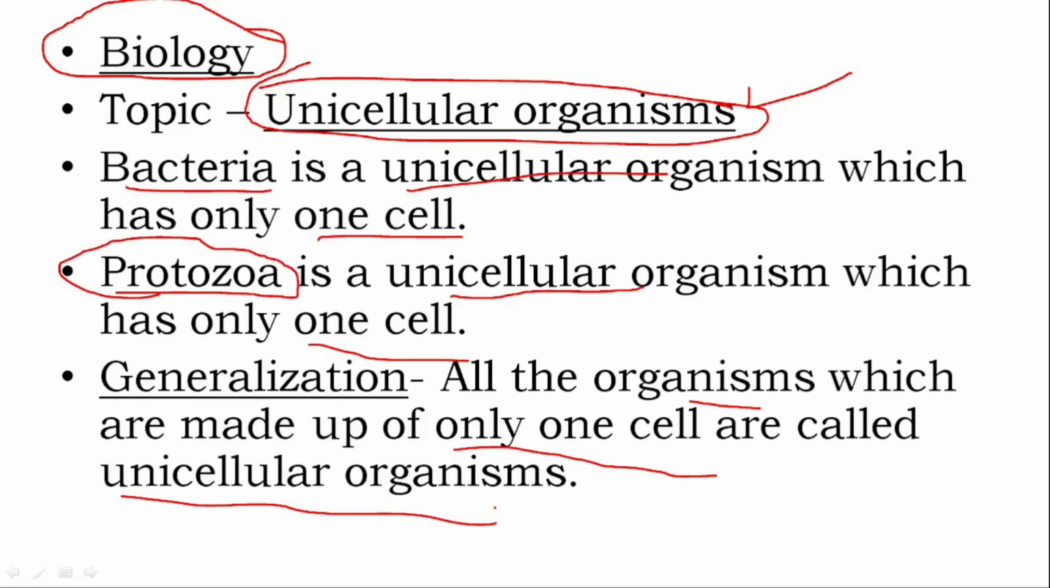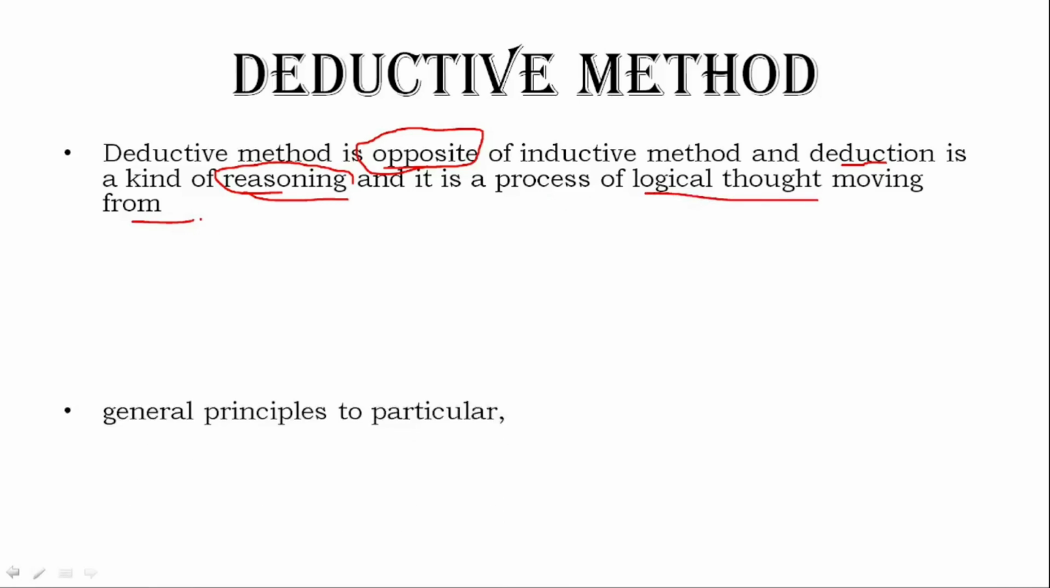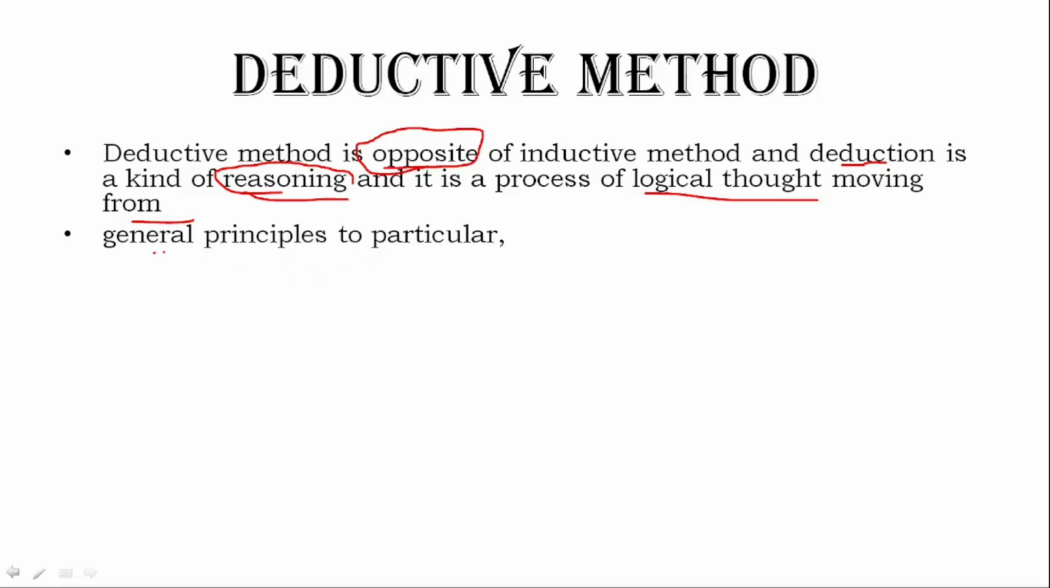After giving examples and arriving at the generalization, the inductive method stops and the deductive method starts. Now let's look into the meaning of deductive method. Deductive method is the opposite of inductive method. Deduction is a kind of reasoning, a process of logical thought moving from general principles to particular.